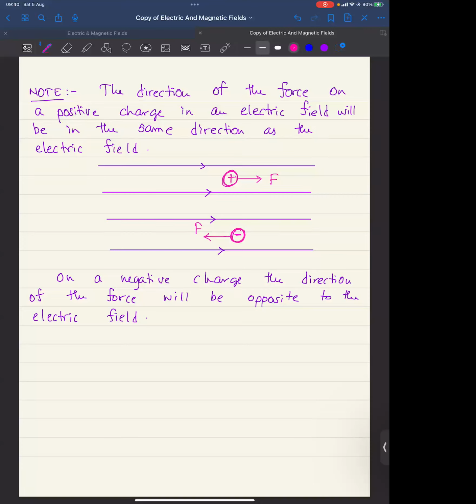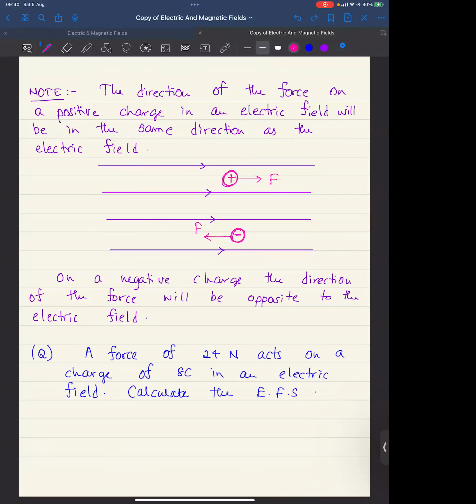Right. Let's write another question. A force of 24 newtons acts on a charge of 8 coulombs in an electric field. Calculate the electric field strength.